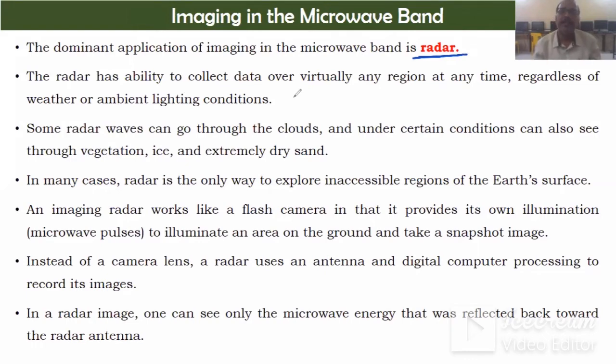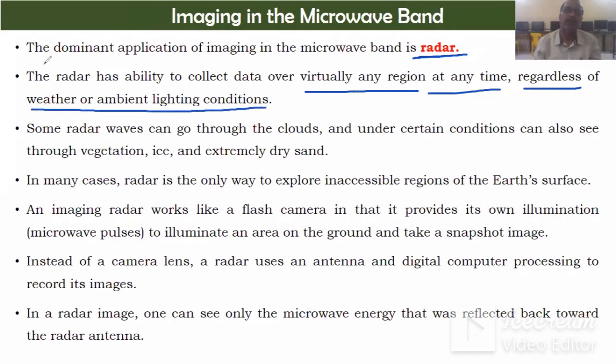Radar has the ability to collect data over virtually any region at any time, regardless of weather or any ambient lighting condition. This is very important. Whenever you take an image using radar, it doesn't consider any weather condition. If the image depends on the weather condition, our photo will be different. If the weather is cloudy, our image will not be clear. Radar can take an image of virtually any region at any time, regardless of weather and lighting condition.